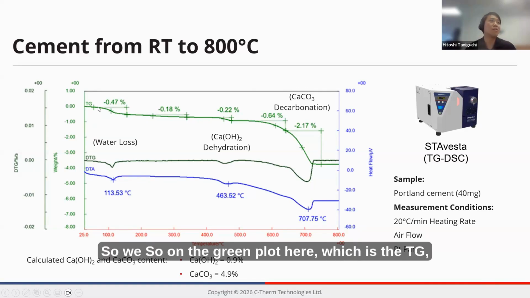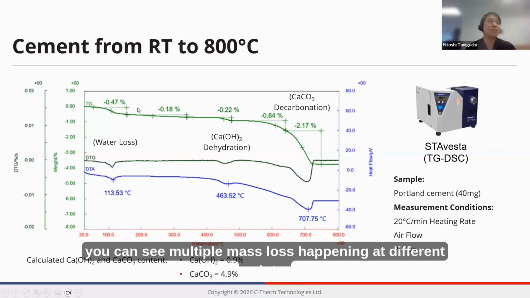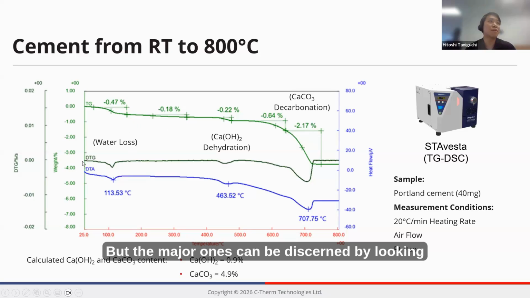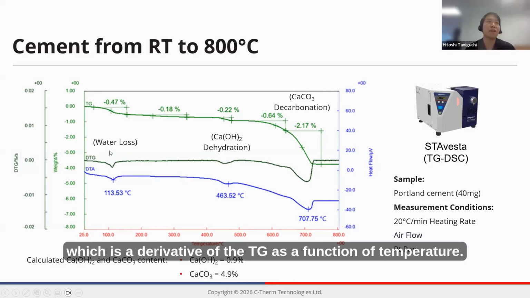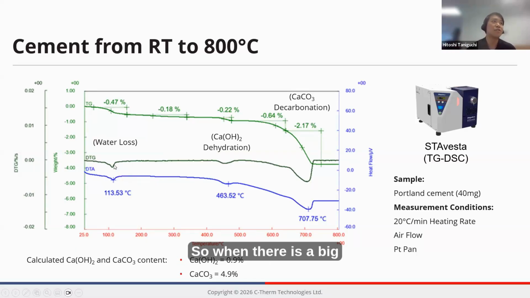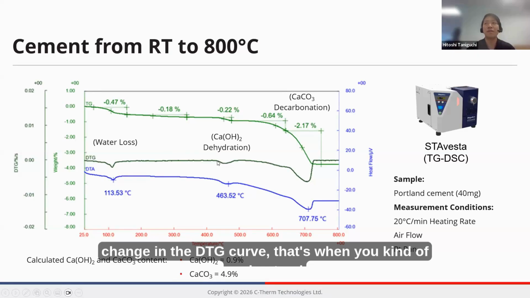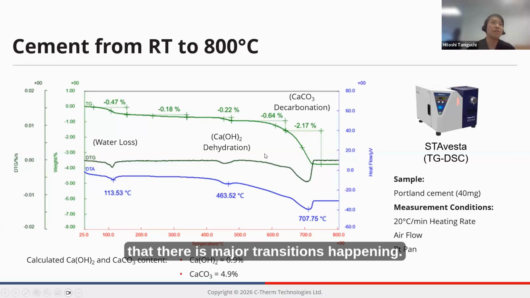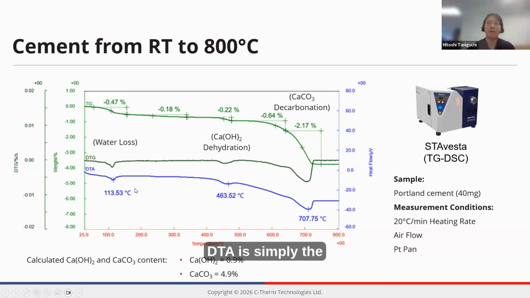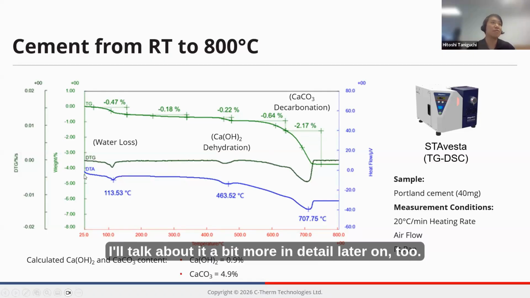So on the green plot here, which is the TG, you can see multiple mass losses happening at different points, but the major ones can be discerned by looking at the DTG curve, which is the derivative of the TG as a function of temperature. So when there's a big change in the DTG curve, that's when you understand that there is a major transition happening. And this is also confirmed in the DTA curve here. DTA is simply a pre-calibrated version of DSC. I'll talk about it a bit more in detail later on too, but you can treat it the same as DSC for now.